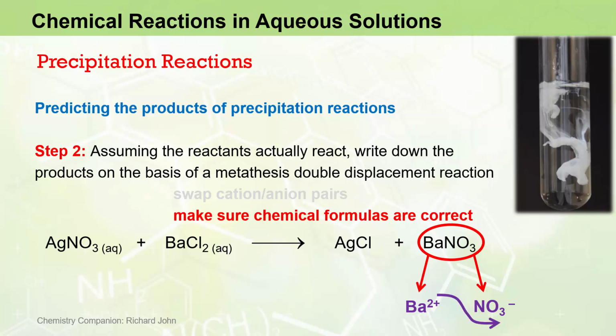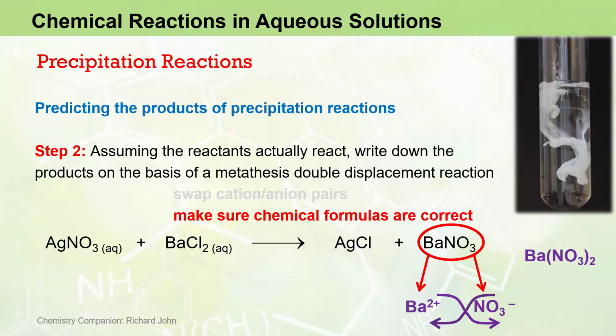If we do our crisscross method, we take the 2 from the 2 plus charge of barium and bring it down as the subscript for nitrate. And we can take the invisible 1 from the 1 minus charge of nitrate and bring it down as a subscript for barium. And so what we end up with is the formula for barium nitrate being Ba1(NO3)2, or simply Ba(NO3)2.